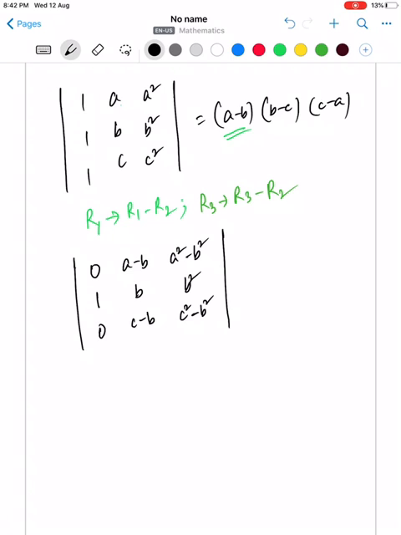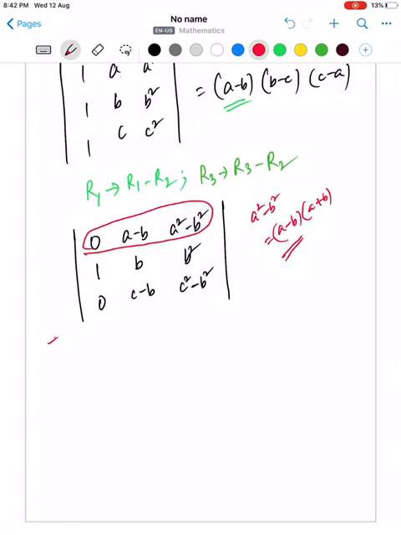What will you do next? Okay, one thing. Looking at this, can you take anything common? A square minus B square is actually what? It is A minus B into A plus B, right? So we have A minus B inside this one, so we can take out A minus B from row 1. Yes or no? Yes, sir. So taking out A minus B as common factor from row 1.